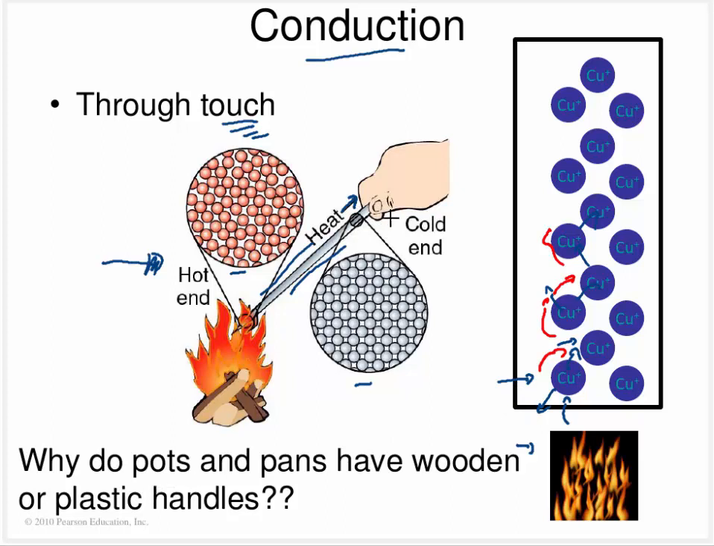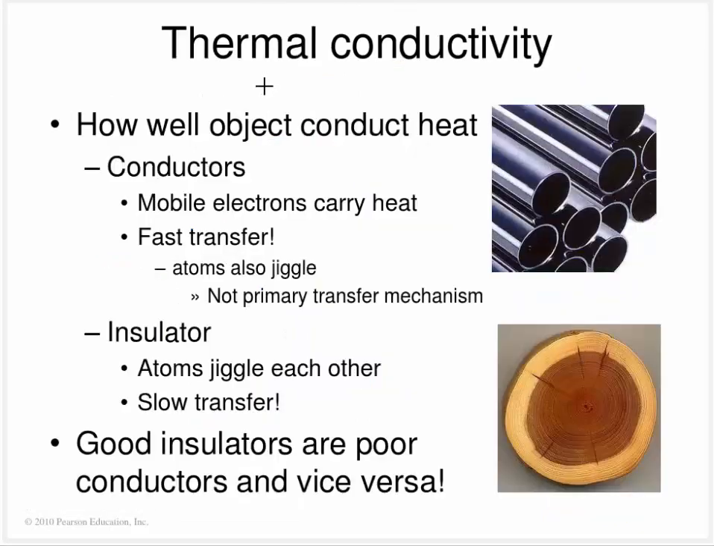Now, you may be asking yourself, why does this thing have a plastic handle or a wooden handle, or why do pots and pans have them? It turns out that different objects conduct heat differently. This leads us into the idea of thermal conductivity, or how well an object conducts heat. How well does it move heat from one end of it to the other end of it? There are two types of objects that we can talk about: conductors and insulators. Probably not surprisingly, conductors conduct heat very well. Insulators insulate very well. They're not going to conduct heat very well.